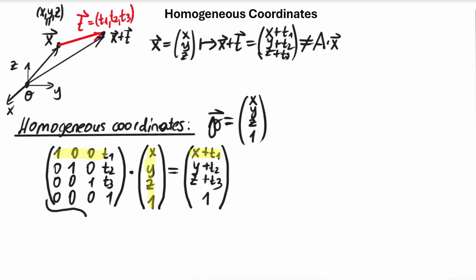And this matrix we will call T. So the translation matrix in homogeneous coordinates. Multiplying this matrix T with the vector P gives us the translated point as desired.